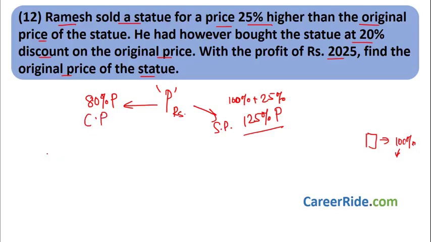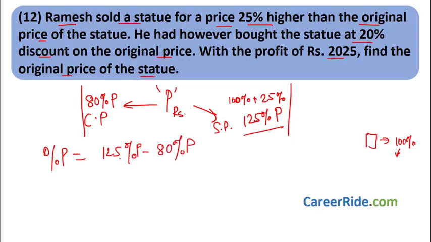Now, profit percentage is how much? This is cost price, this is selling price. Selling price is 125% of P minus cost price 80% of P, that is 45% of P. Now this is not profit percent, this is nothing but the actual profit. Profit is selling price minus cost price, and that is nothing but 45% of P. What they have given is that profit is 2025 rupees, but we already know profit is 45% of P, so both these should be equal.